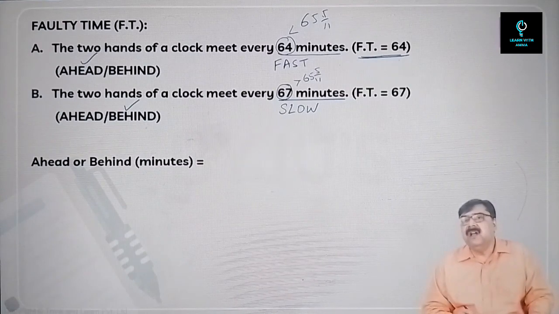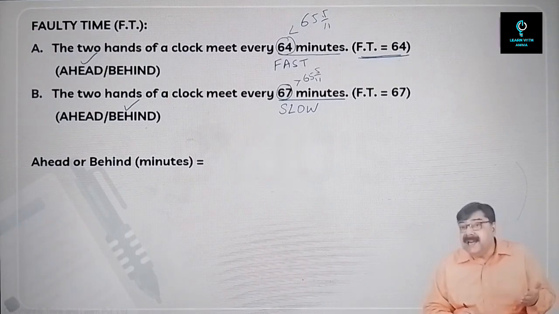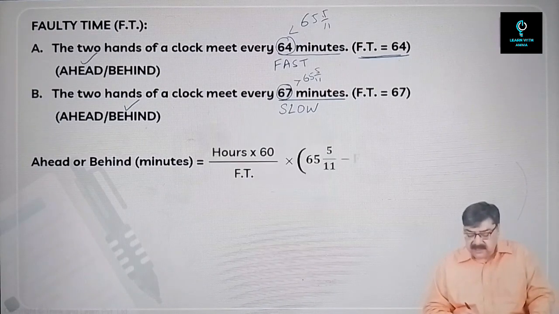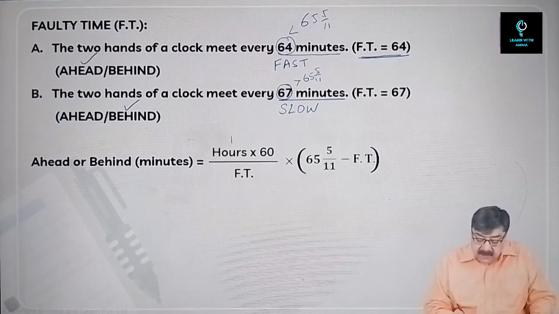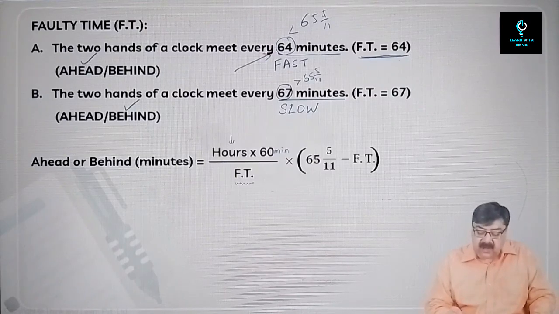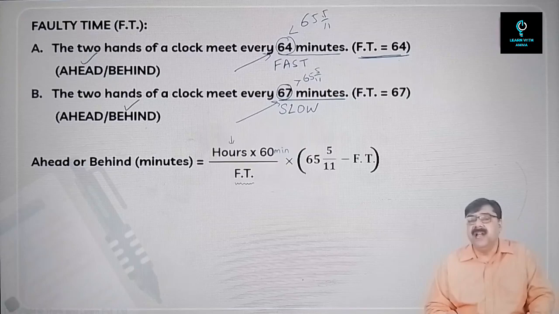So if we need to find out by how much time a faulty clock is ahead or behind the actual time, then you can always make use of this formula. That is the number of hours which are given to you into 60, which are nothing but minutes, and the faulty time which is given to you. Let us say the two hands of a clock meet every 64 minutes or 67 minutes. So that is the faulty time, into the difference between 65 5/11 and the faulty time.